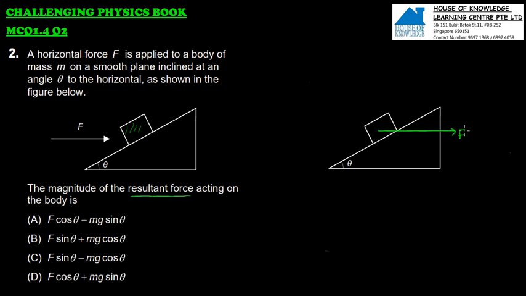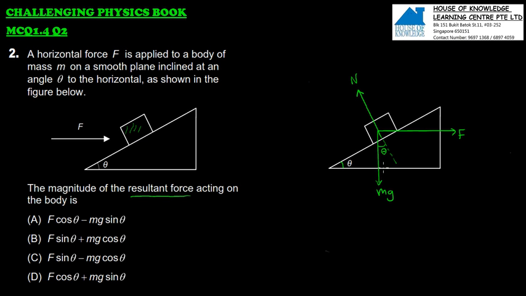Passing through the center. Then, what other forces are acting? They must be the normal reaction force. What force else? It must be the weight, right? The weight, mg. Now this is theta, so this angle also must be theta. So what we must do next, we need to resolve the forces to vertical and horizontal, right?